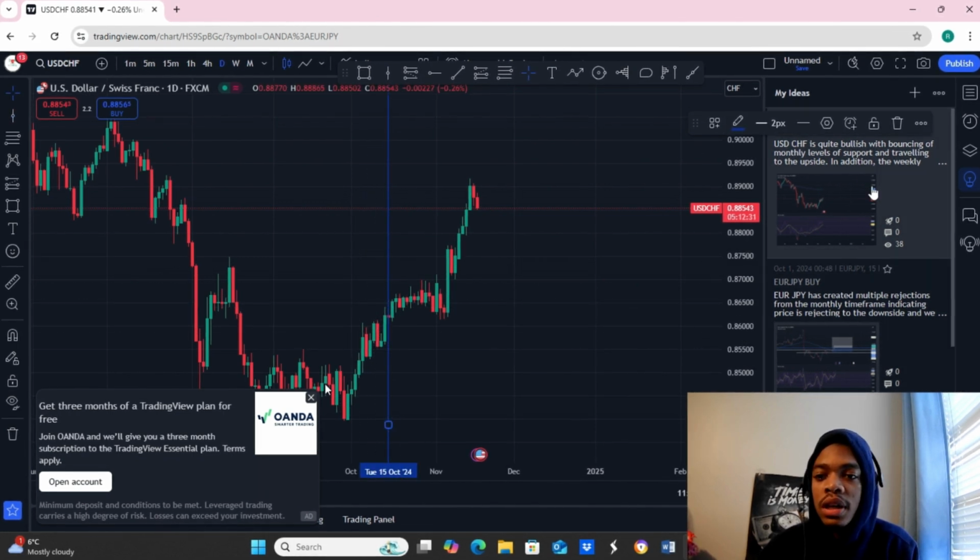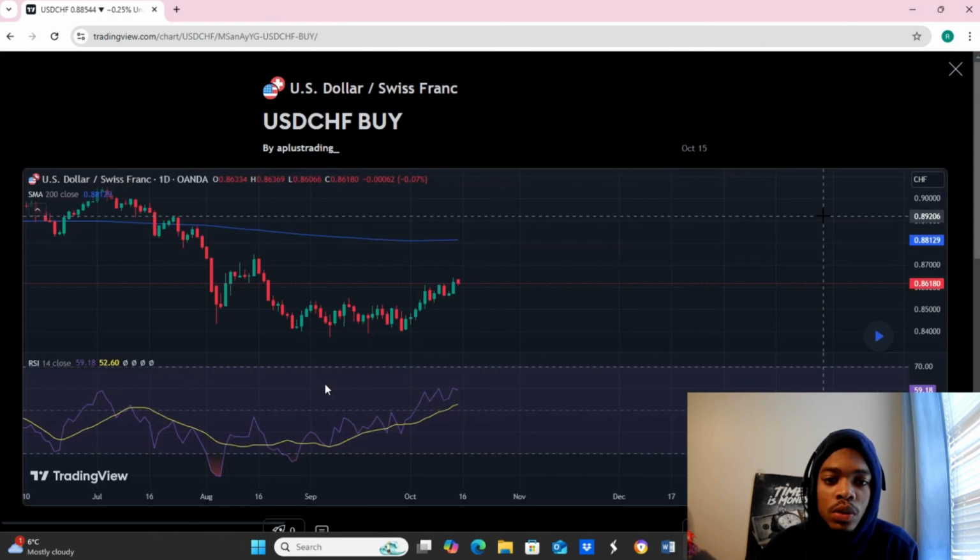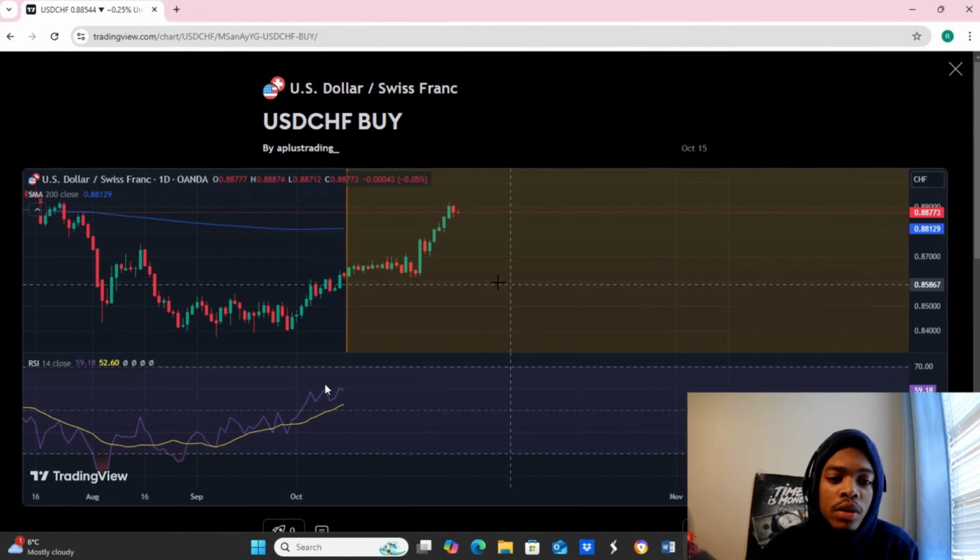So I posted that USD Swiss franc is quite bullish, bouncing off monthly levels of support and traveling to the upside. Alright, so this is where I called out the trade back on October 15, and if we just play this right out, we see where all of this move to the upside was created.